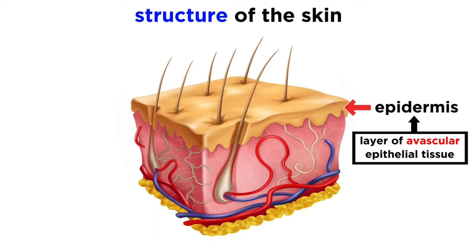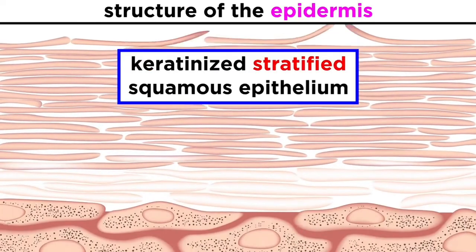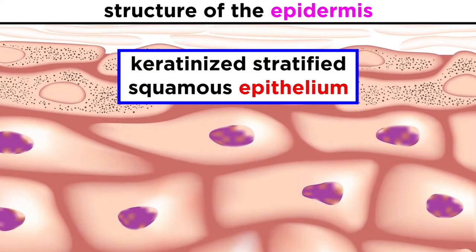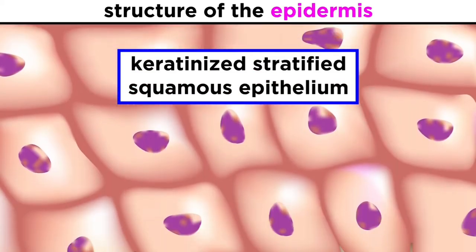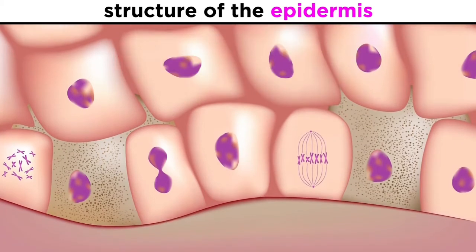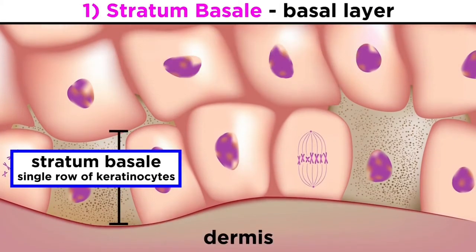Now let's zoom in on the epidermis, the thin outer layer of the skin. This is made of keratinized stratified squamous epithelium, made of 4 different cell types in 5 layers. The deepest layer, the one attached to the dermis, is called the stratum basale, meaning basal layer. This is made of a single row of cells, most of which are called keratinocytes.